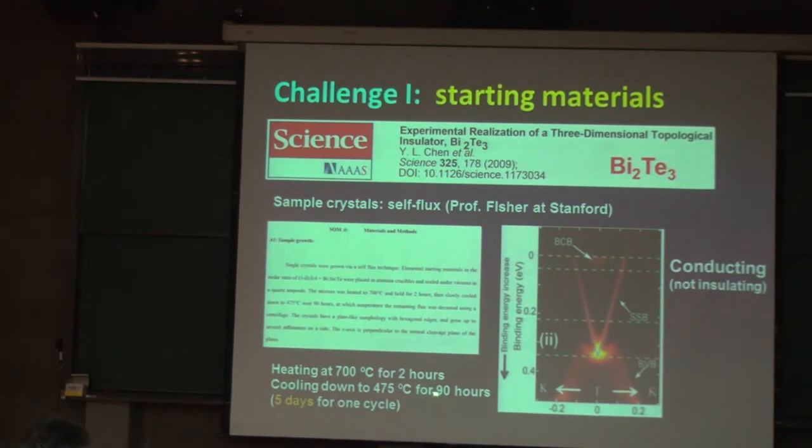in 90 hours. The reason to use this long cooling time is to make the reaction of the bismuth and the tellurium very uniform around anywhere in this tube. That's why, to make this ideal 2 to 3 stoichiometric compound. So basically, if you look at this experiment, it takes about 5 days to grow one sample.